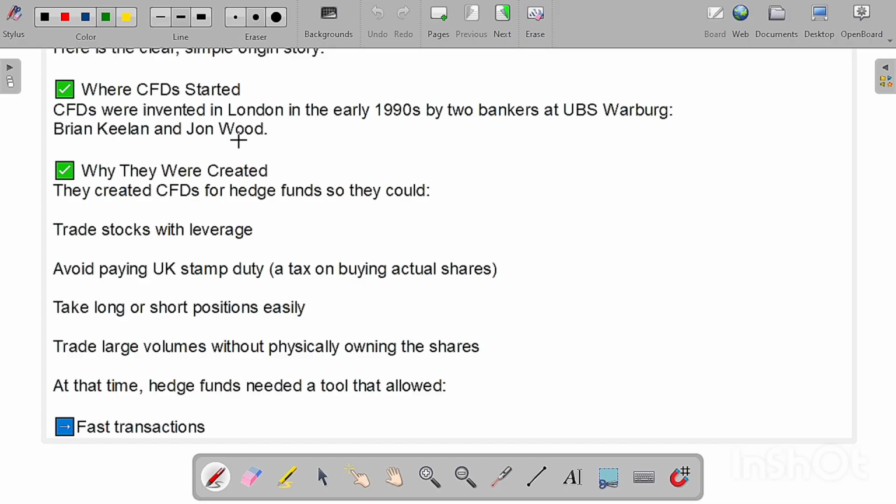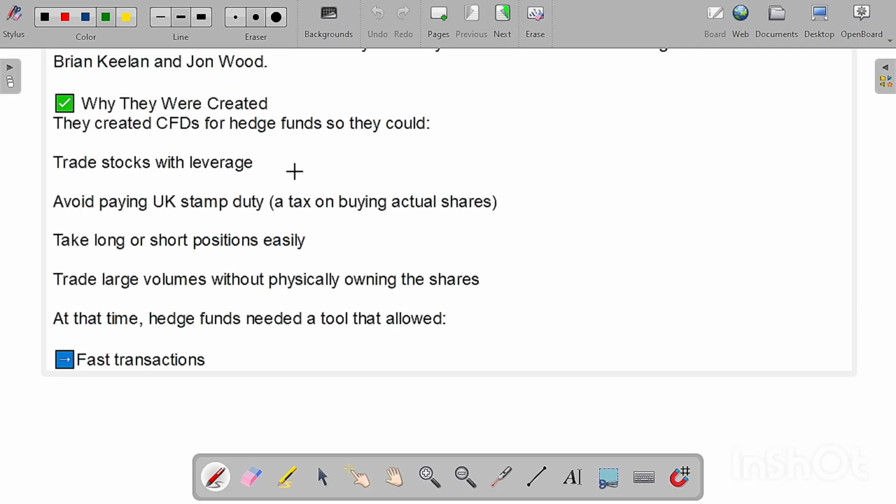They created CFD for hedge funds so they could trade stock with leverage and avoid paying UK stamp tax, because now you don't interact with the real asset. Stamp tax is a tax on buying an actual share. When you are buying an actual share, you pay broker charges and you pay tax. But in CFD you don't have that, and it is also much easier for execution.